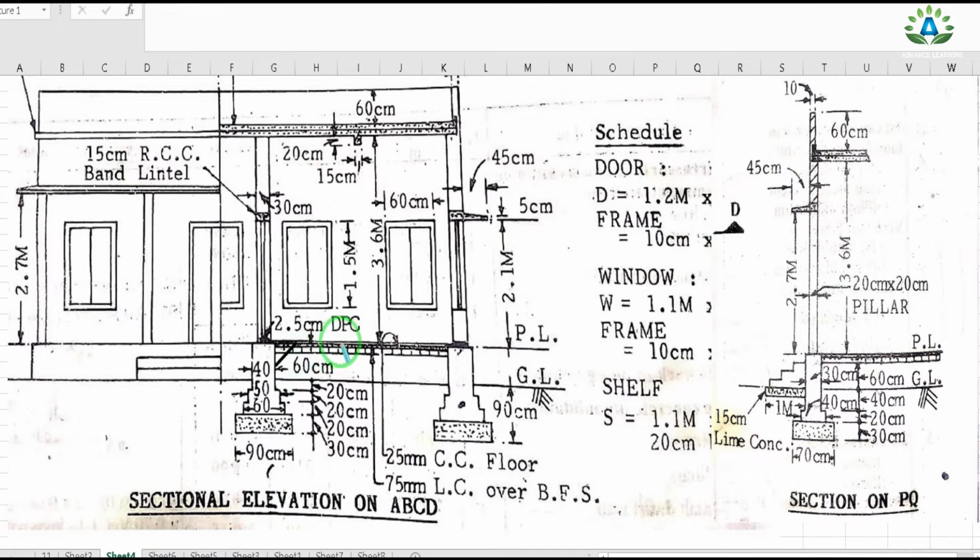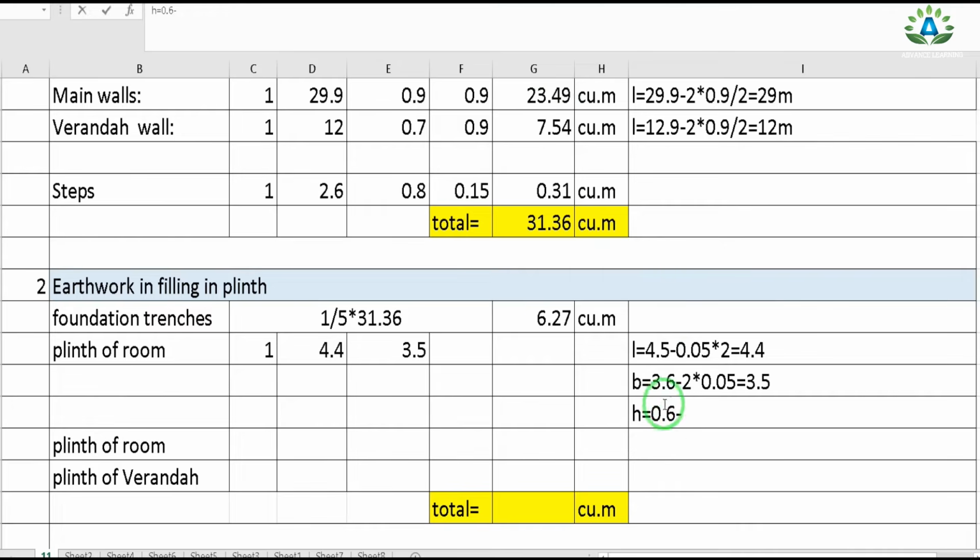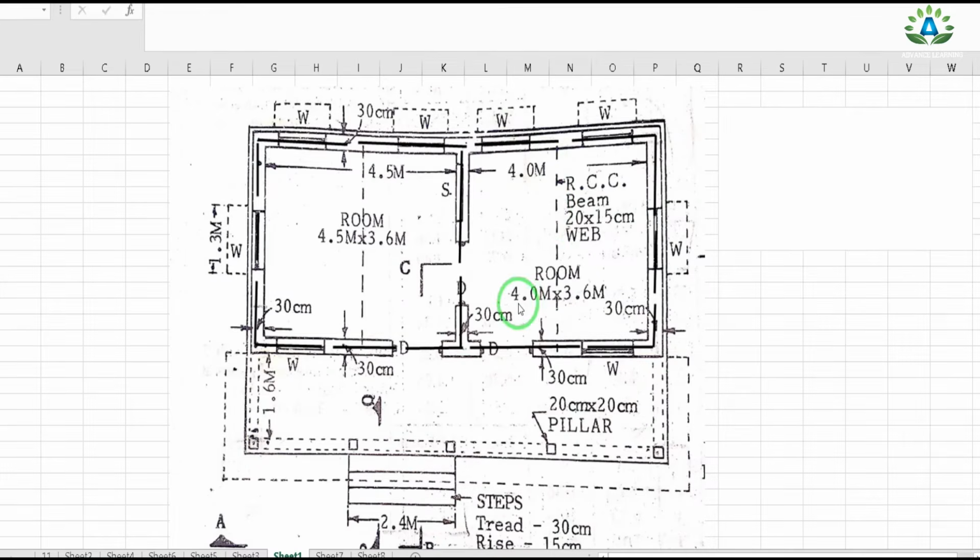And here we are doing this earthwork in filling only in this portion. So we have this total plinth level 60 centimeter, and we need to reduce this brick soling, and we assume that this brick soling is of 10 centimeter height, and this portion is our LC, which is 75 mm. So height equals to 0.6 meter plinth level minus 0.1 meter brick soling and minus 0.075 meter LC. So we get 0.43.